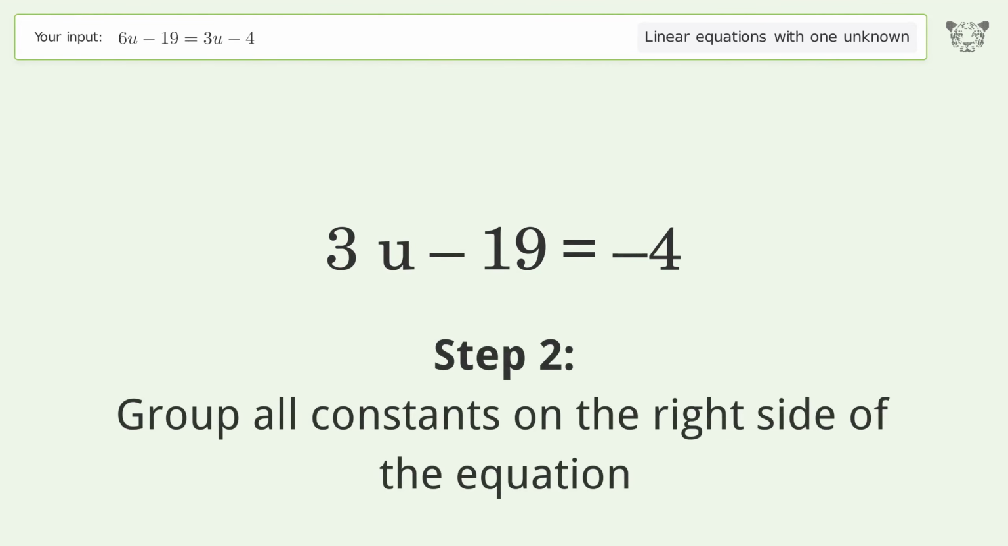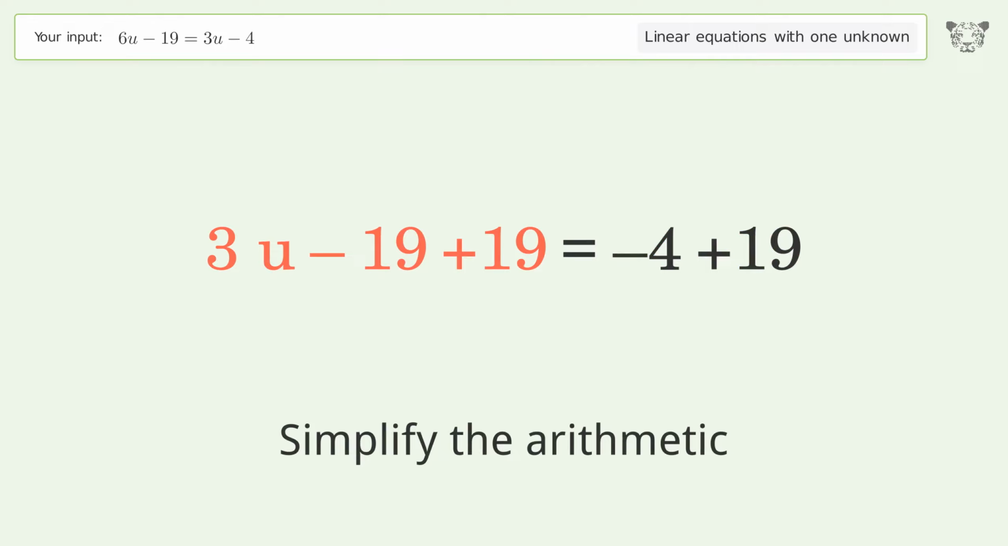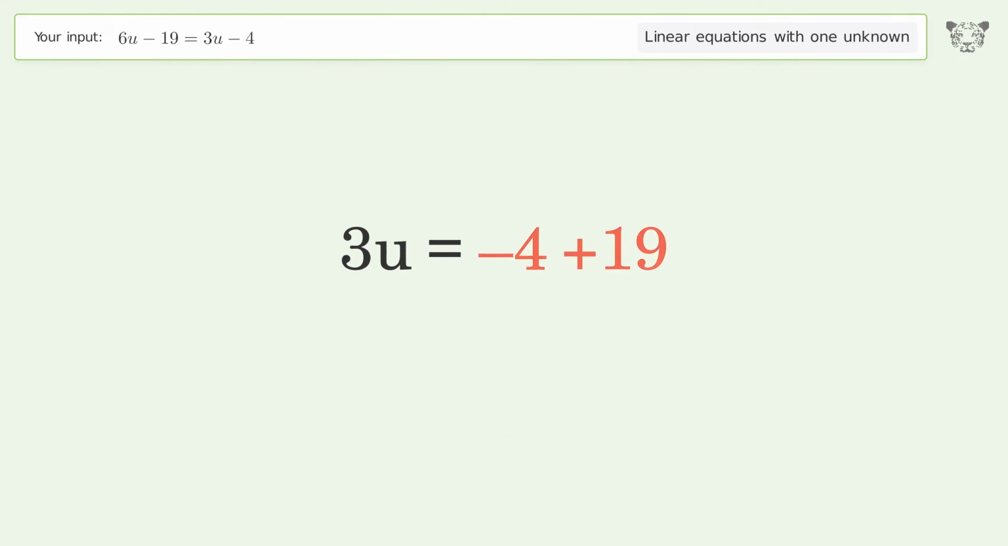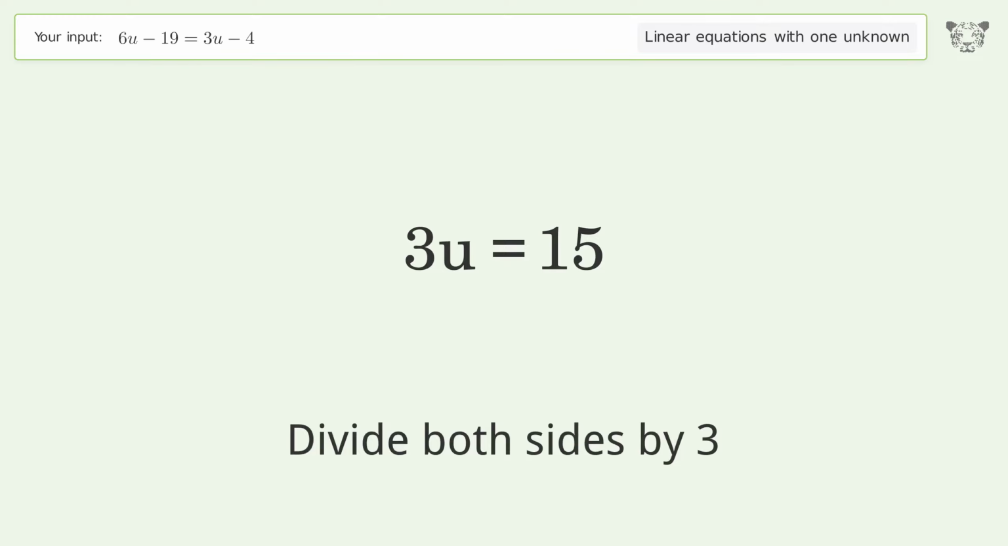Group all constants on the right side of the equation. Add 19 to both sides. Simplify the arithmetic. Isolate the u. Divide both sides by 3.